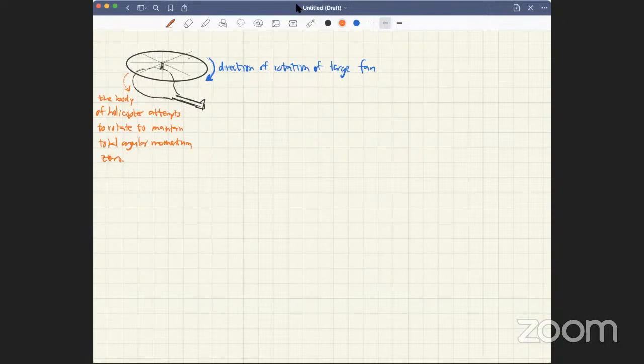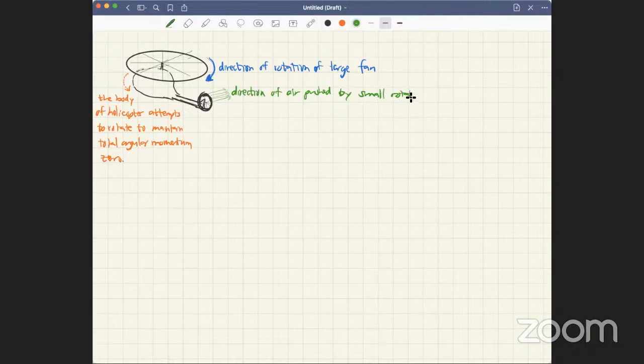So now what will happen is our small rotor here will rotate in a way such that it pushes the air. Now it's trying to rotate counterclockwise, so this small rotor will push the air this way. This is how the air will be pushed by the small rotor. Direction of air pushed by small rotor.